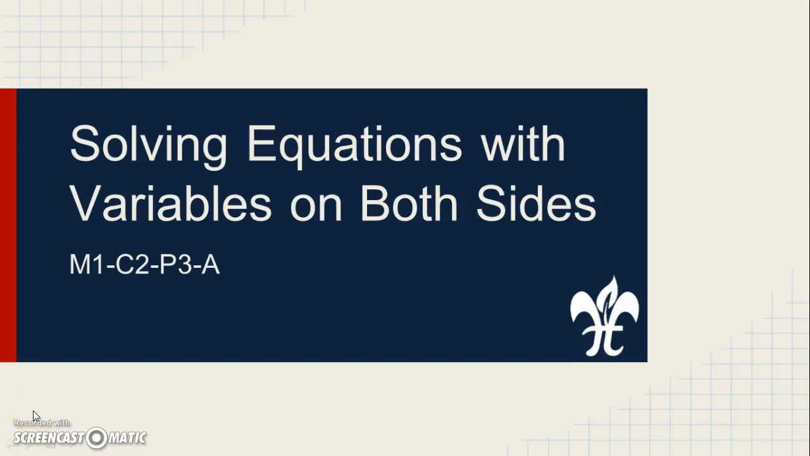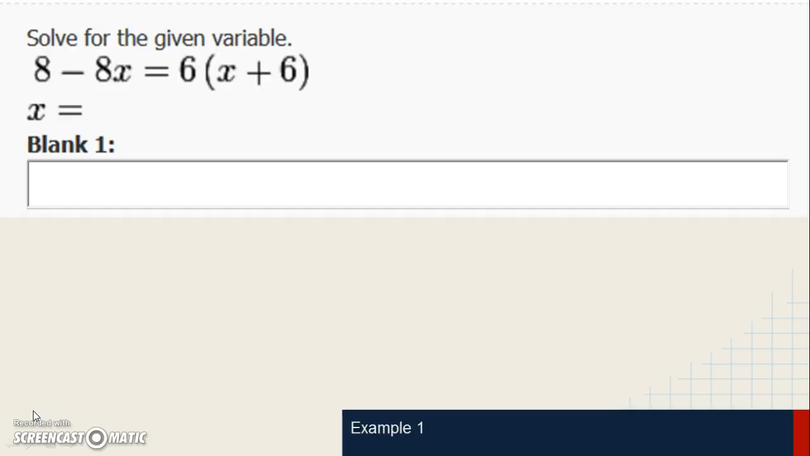So today we'll use our equation skills and we'll have variables on both sides of the equation. So you're going to have to pick a side to move the variables to. Other than that, everything's exactly the same as multi-step equations. So here's our first example.